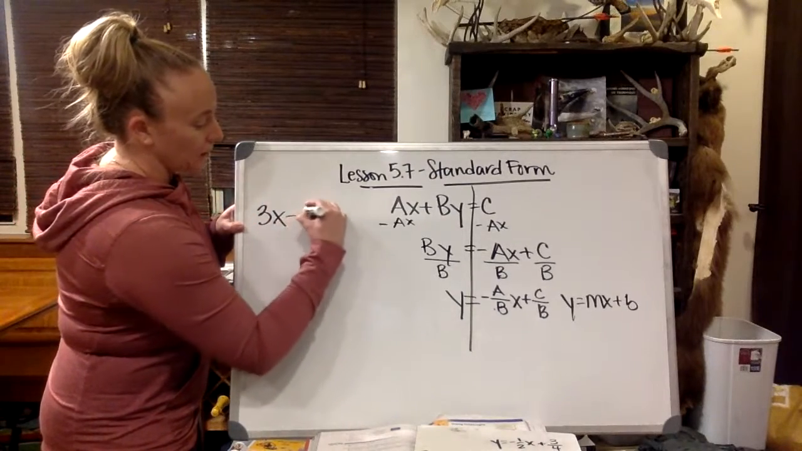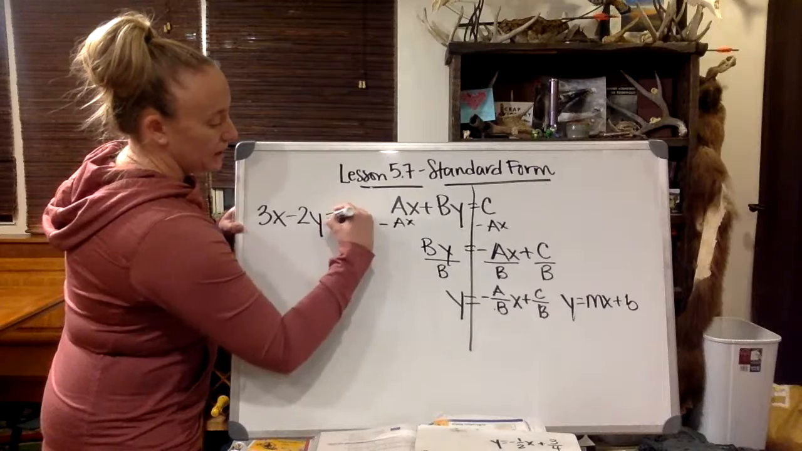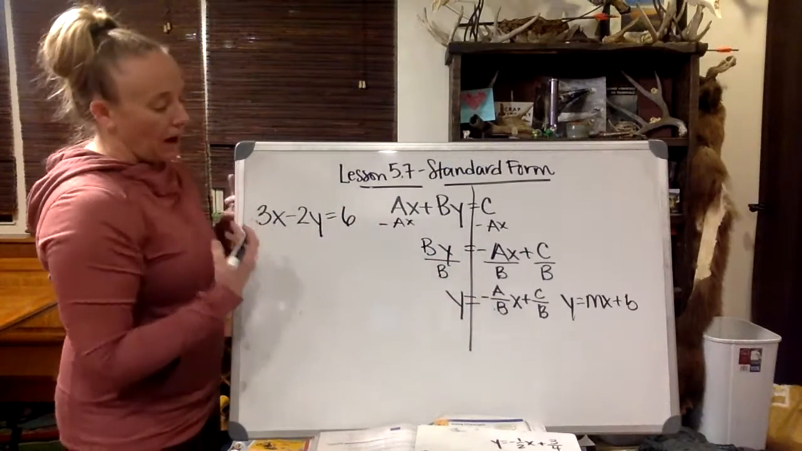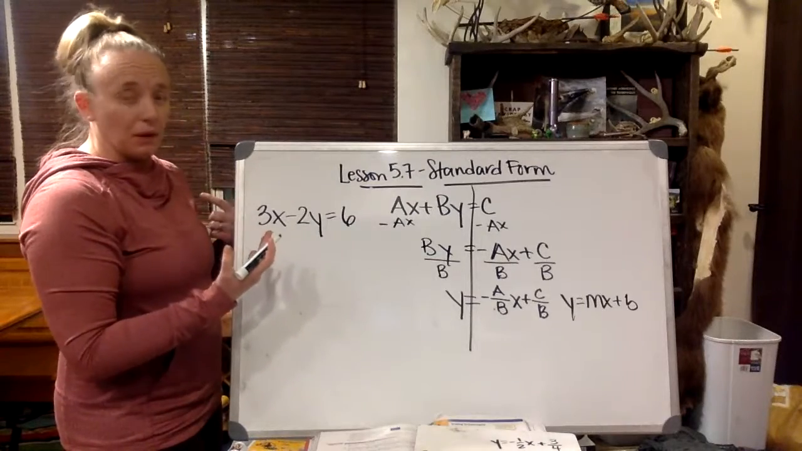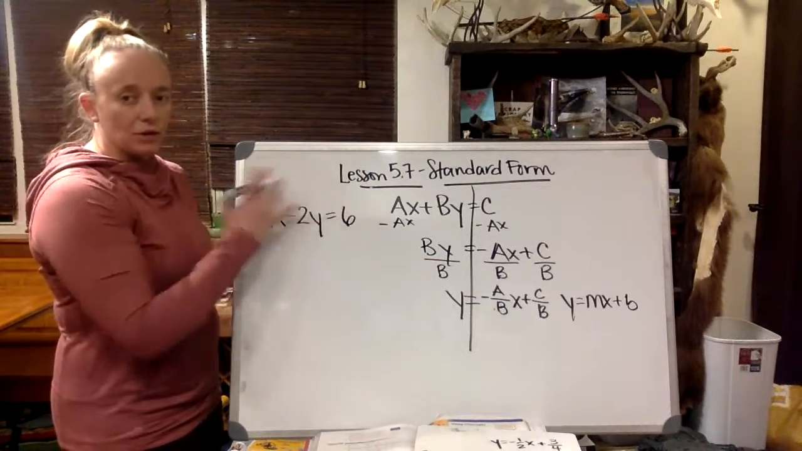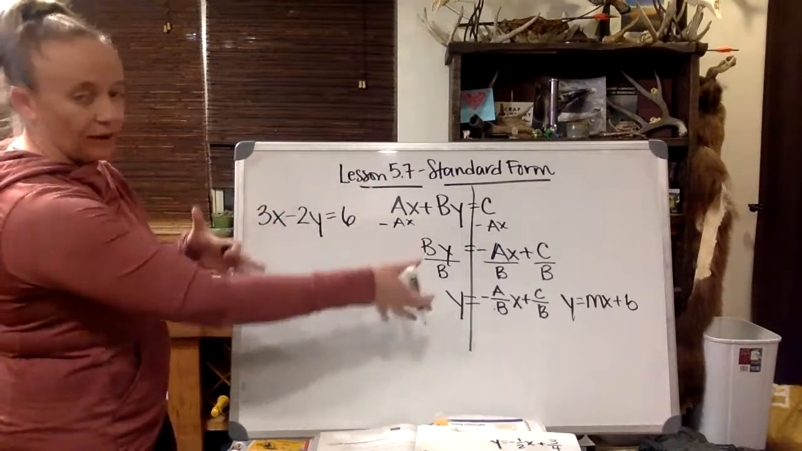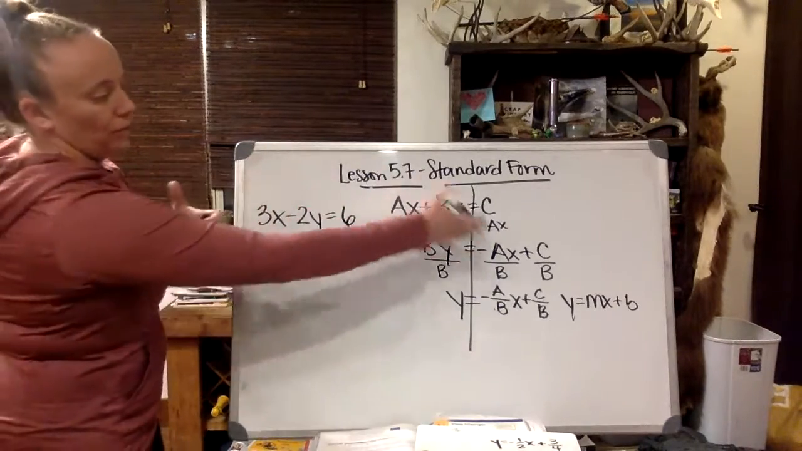We have 3x minus 2y is equal to 6. If I'm going to follow this format, I can sort of predict what my equation is going to look like. Now I'm going to actually convert this into slope-intercept form using the same sort of algebraic knowledge that we showed over here.